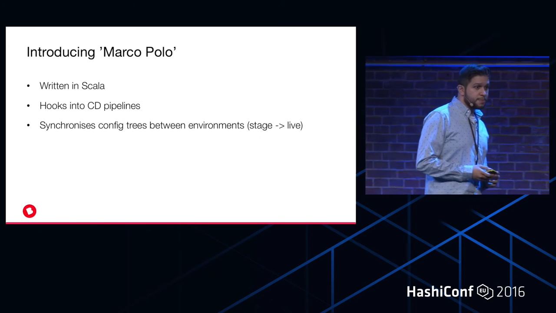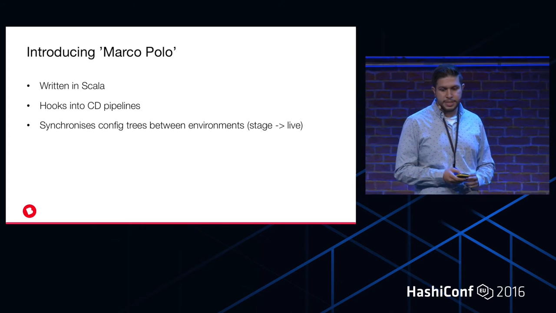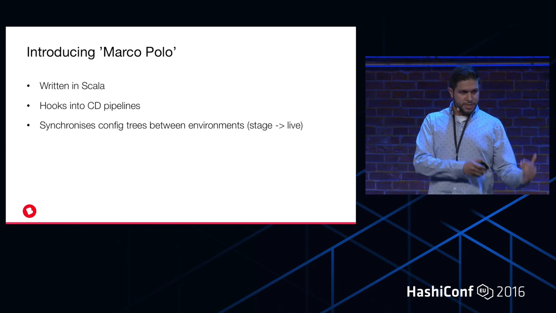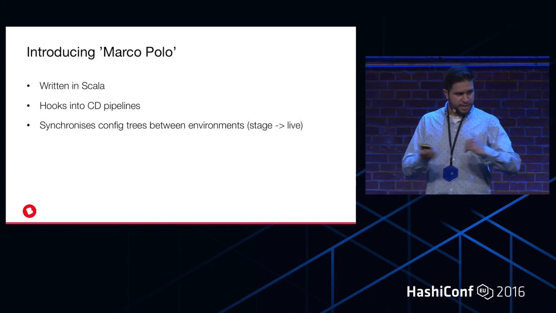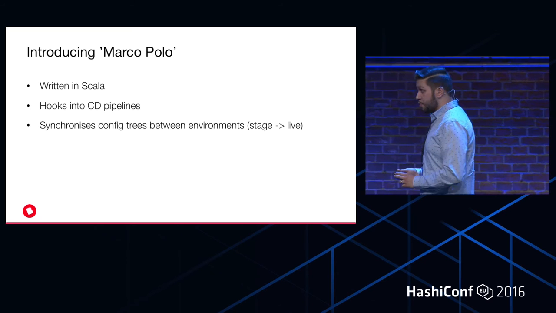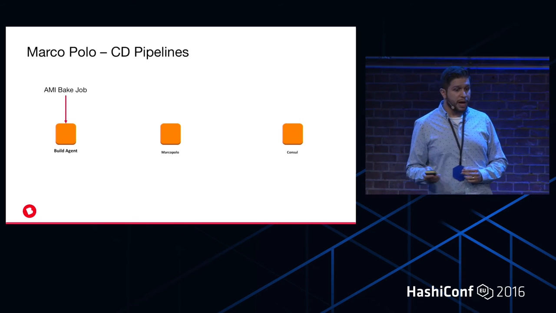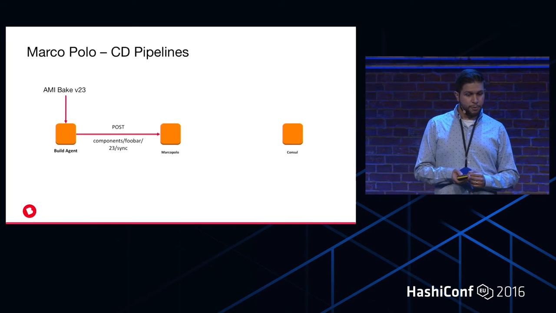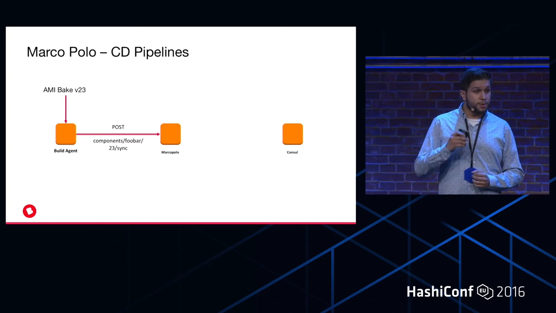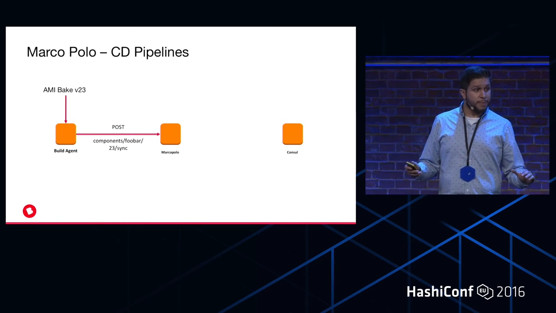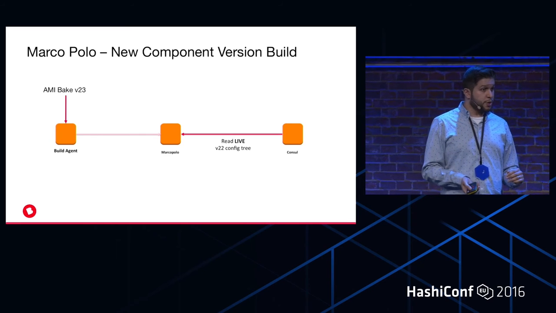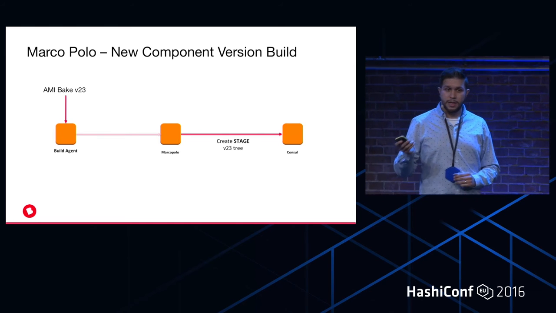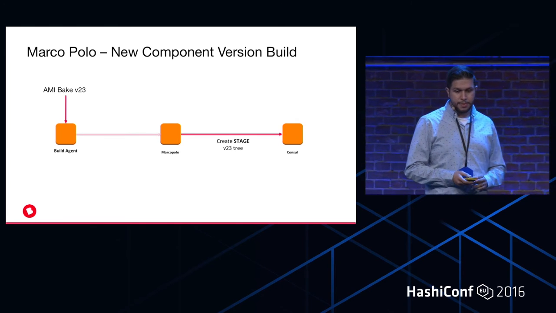And it's written in Scala. It hooks into our continuous delivery pipelines. And it essentially orchestrates config changes through from stage to live and from live to the next stage. So let's take a look at how it works. So I have a build job from the pipeline. And the first thing it does is it sends a request to Marco Polo to say, I want version 23. So Marco Polo goes off, reasons about our architecture, and says, OK, version 22 is the latest version in live. So I will copy version 23 and put that as stage version 23.